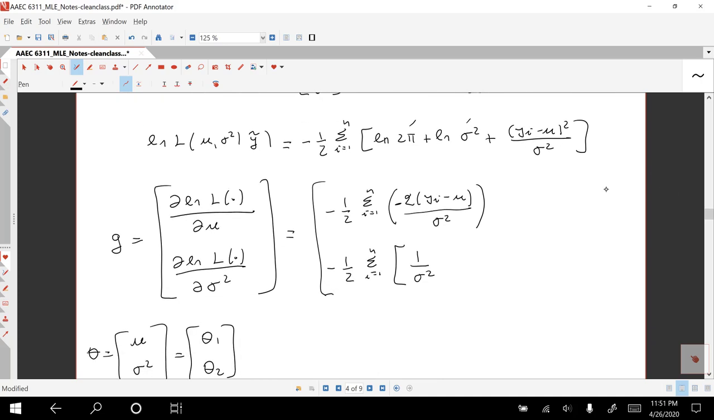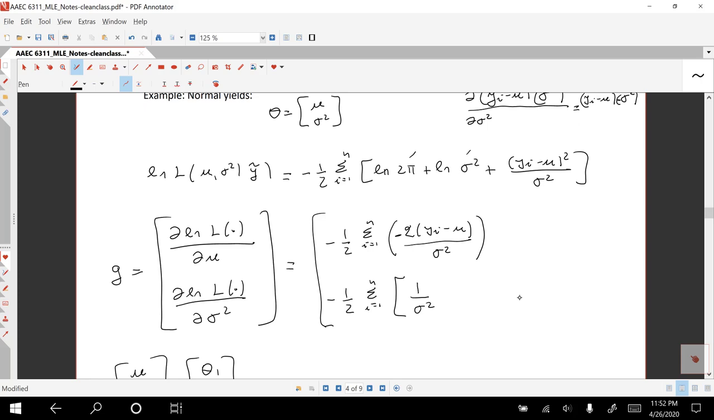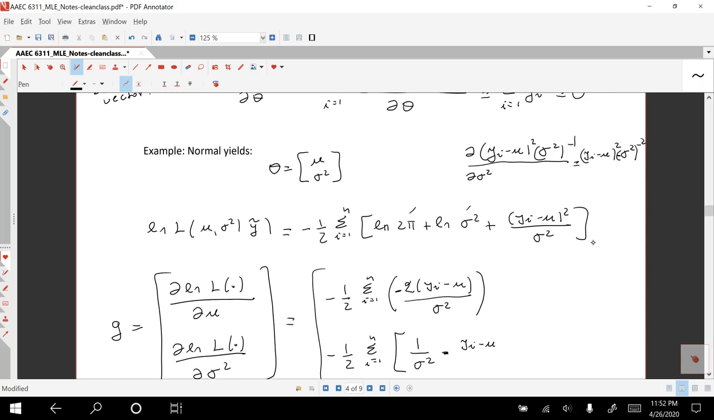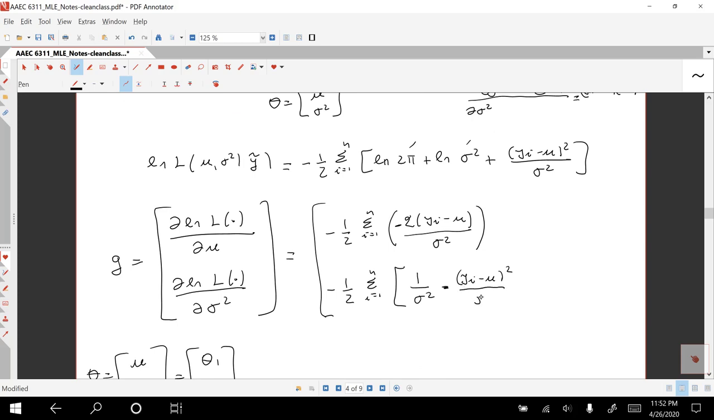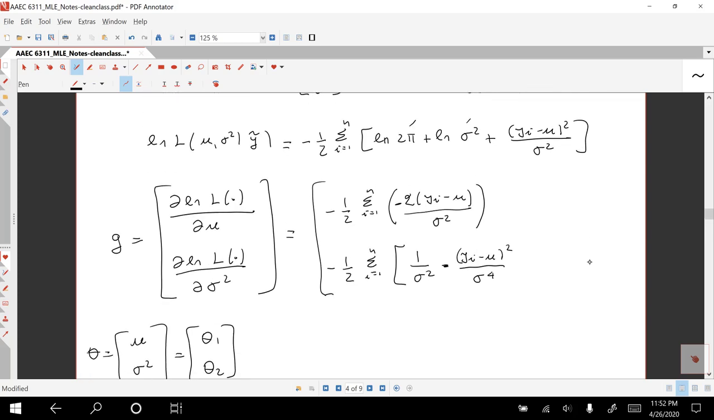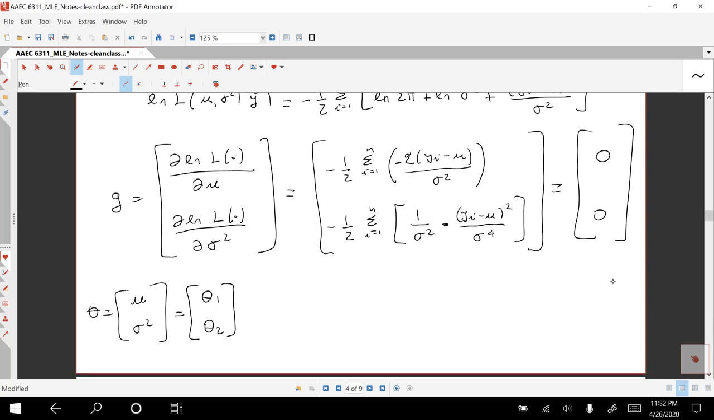So when we write here, we will have minus 1 half, and then minus (yi minus mu) squared, and that's going to be divided by sigma to the 4, because we have square square. Okay, and that has to be equal to 0 to be able to find a mu and sigma squared that maximizes the function.